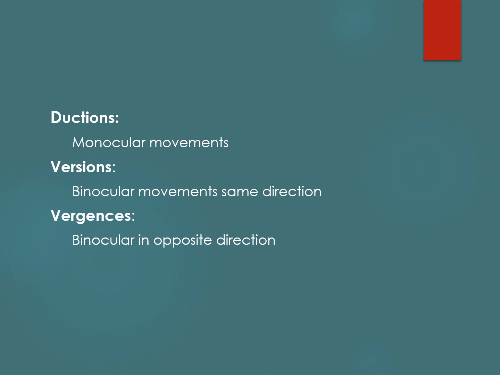Now the terms used for various ocular movements. When a single eye is moved in any direction, these are called ductions. When both eyes are moved in the same direction, it is called version. And if both eyes are moved in opposite directions, that is convergence or divergence, this is called vergence.